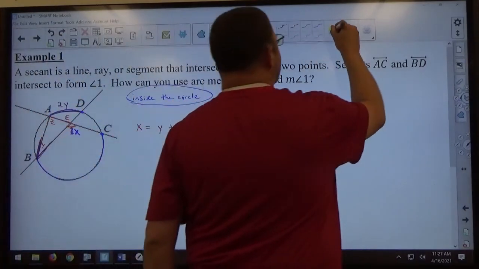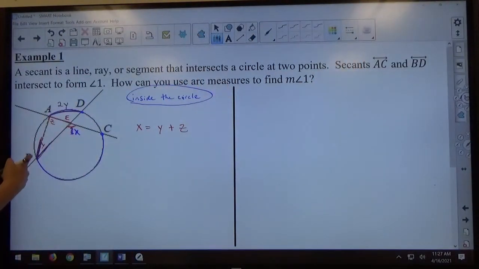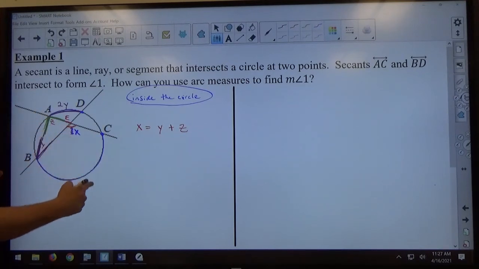Using the same logic, notice this angle BAC, which we're calling Z, right? This angle here opens up to this arc BC. This angle is an inscribed angle. This is the intercepted arc. So whatever this angle is, we double it to get that arc measure.